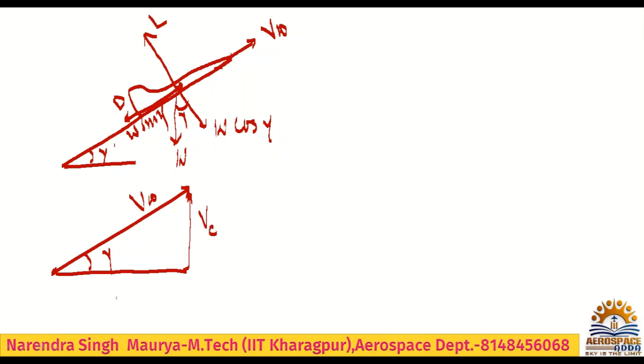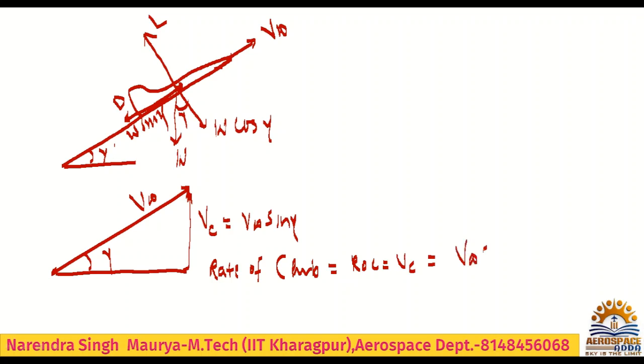So that is called Vc, and this Vc is nothing but the climbing speed, or the rate of climb. So what is Vc here? It is nothing but V infinity sine gamma. Yes or no? Check. Sine gamma is equal to Vc by V infinity. So Vc is equal to V infinity sine gamma, which is called the rate of climb, ROC. I hope you all understand this.